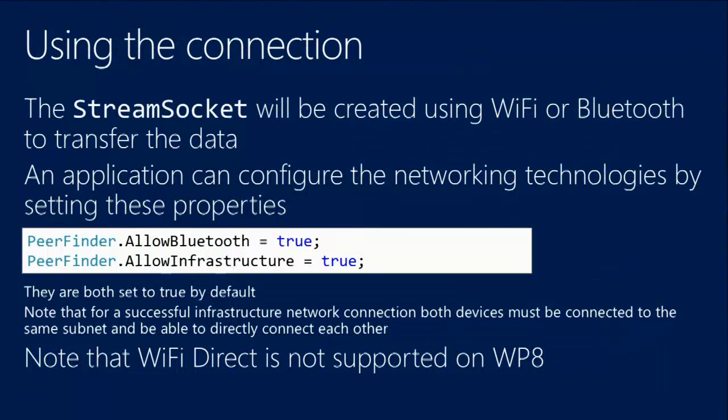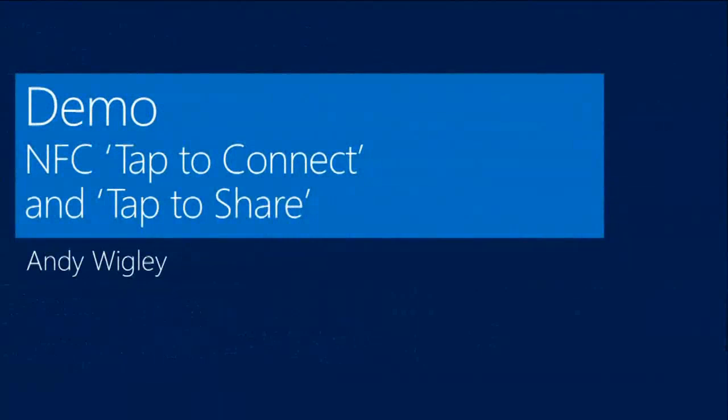And that will work with Bluetooth by default, or allow infrastructure, which means Wi-Fi. So on phone, that means Wi-Fi on the same LAN. Wi-Fi Direct is supported on Windows 8, but that's not supported on the phone, I'm afraid. So just a very quick little demo to show you what that looks like.